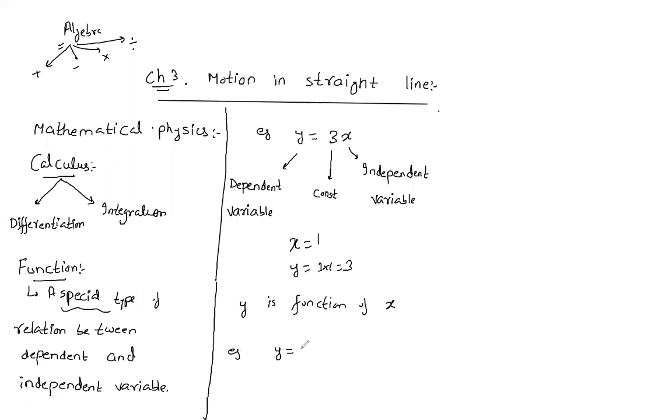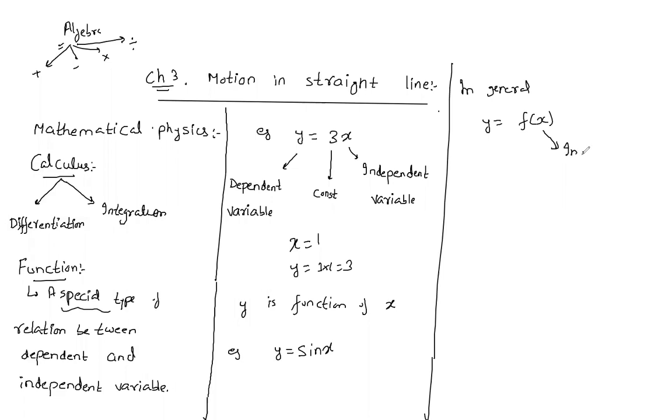Similarly, you can even write this as y equal to sine x. Y again depends upon x, but through a trigonometric function. So again, y is a function of x. So you can have many types of functions. In general, you can represent a function in this way: y is f of x. Y is a function of x.